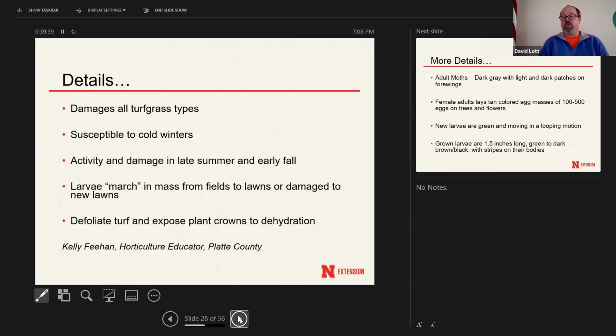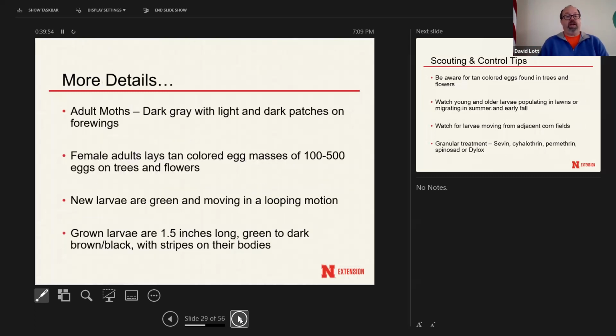They're going to expose the crowns, and then those crowns are going to dehydrate and dry out. And so this is from an article that Kelly Feehan, my colleague in Columbus, wrote. And so I'm sharing the information that she has put together.